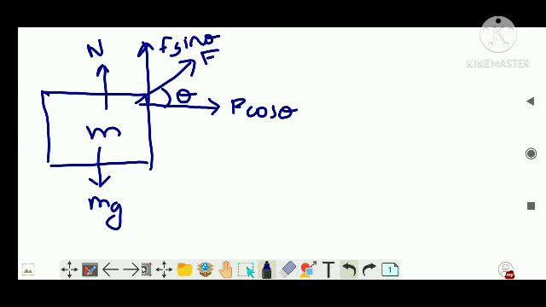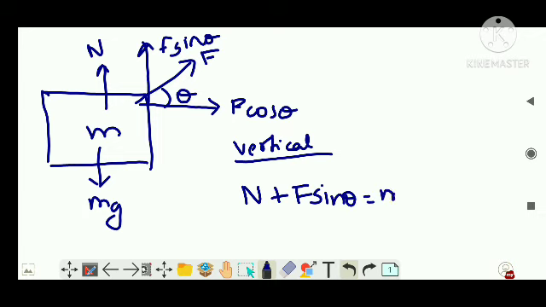Clear? So first I will write the vertical forces. N and F sin theta are upward and mg is downward, so I can write N plus F sin theta is equal to mg. That is, the object will be exerting that much force downwards depending upon the applied force as well as the reaction it is getting. Because there is no vertical motion, the object is vertically at equilibrium.